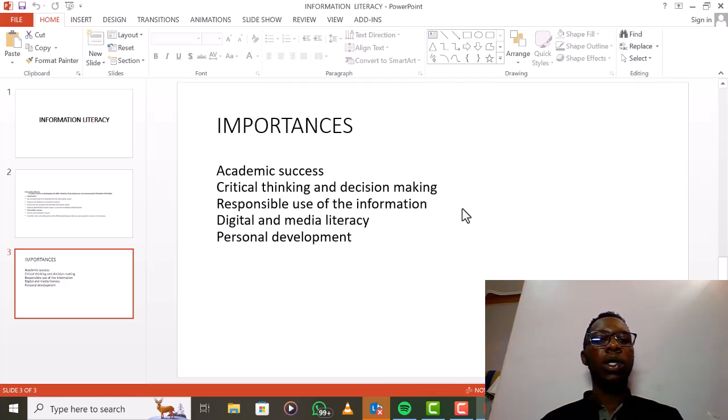So another importance of information literacy is academic success. This one can be witnessed through the research that is made by students, through the coursework that they write. Because when you study information literacy, you shall look at ways of avoiding things like plagiarism. You shall look at things like citing, how to cite. In research, you shall look at things like referencing, which are very essential when it comes to the academia of this world.